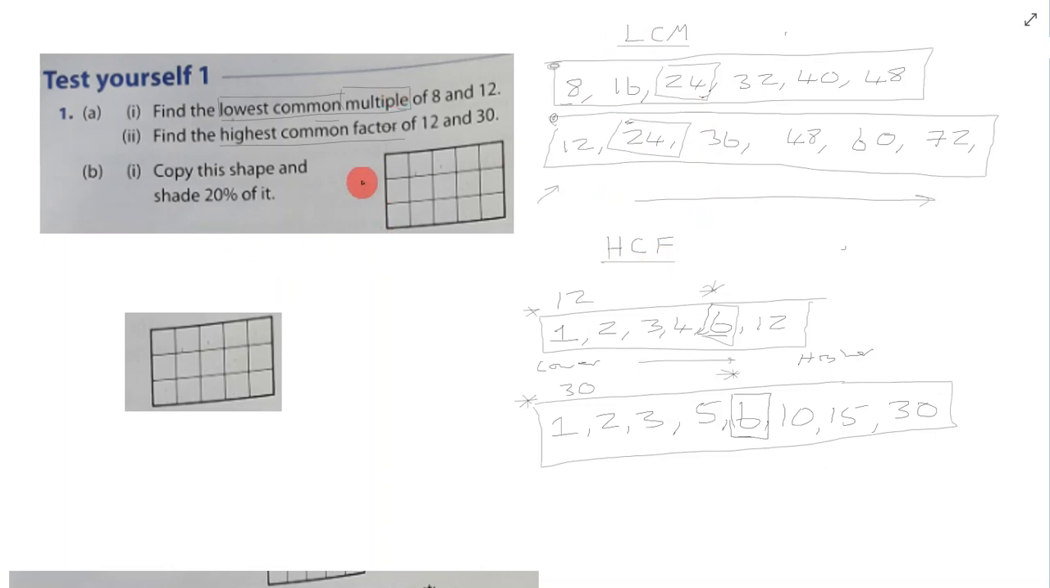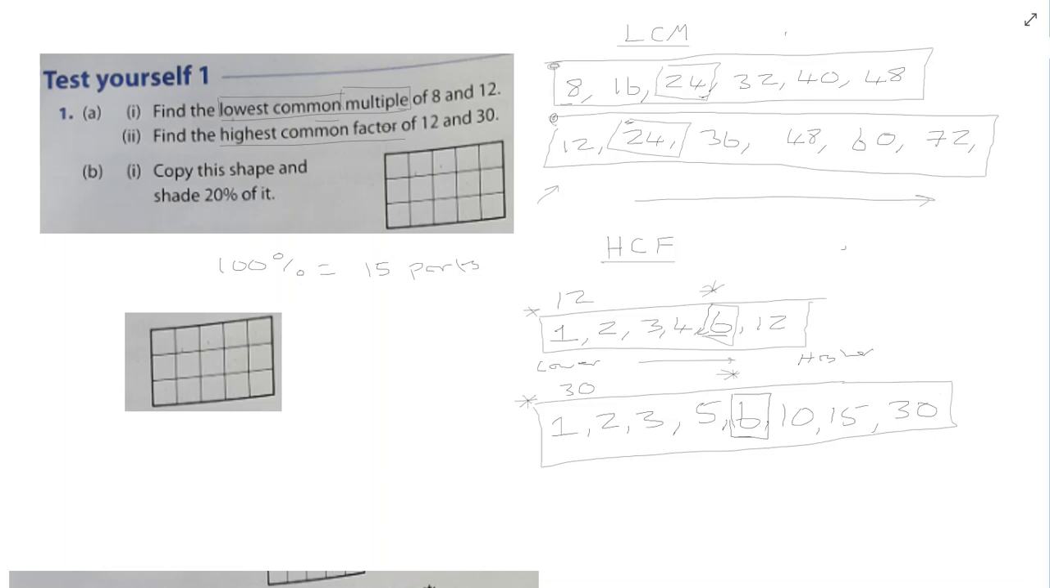So if we have a look then at this next part, copy this shape and shade 20% of it. Remember, this is a shape and it's split up into 15 parts. So the whole shape is 100%. Another way to think about this is that 100% is equal to 15 parts.